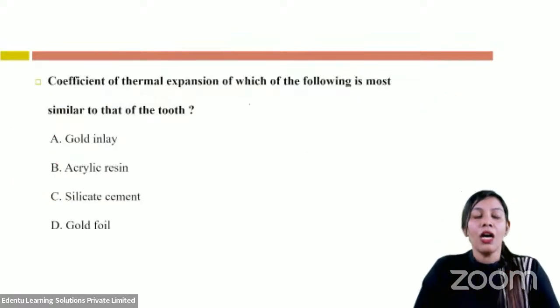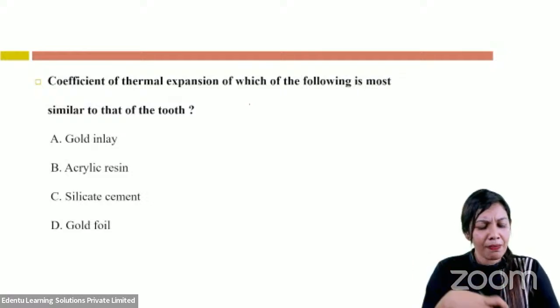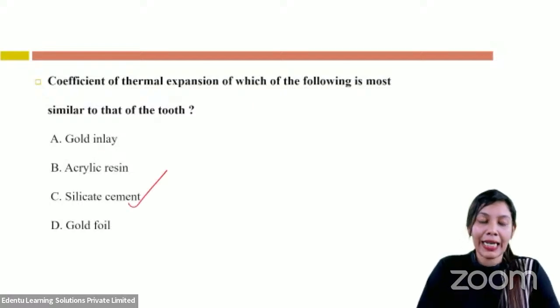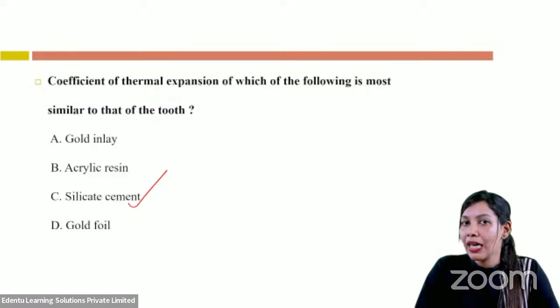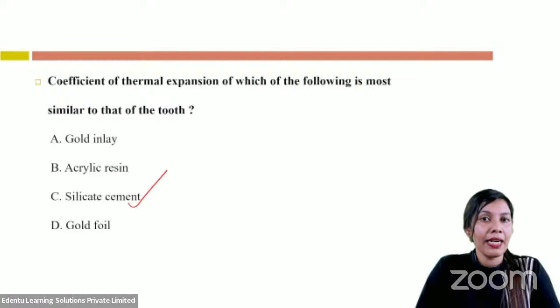So the question is, the coefficient of thermal expansion of which of the following is most similar to that of the teeth? We know that teeth means enamel or dentine, which is near 8 and 11. In this, GIC is not there, so the answer will be silicate cement. If GIC was there, you would need to write the answer as type 2 GIC followed by silicate, right?